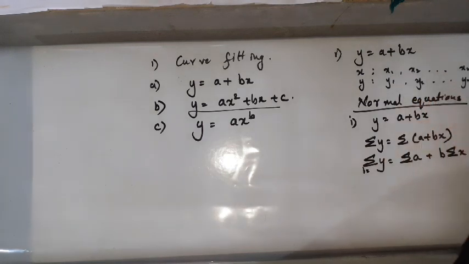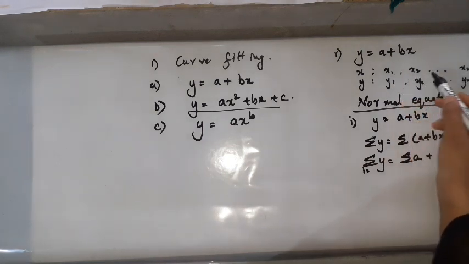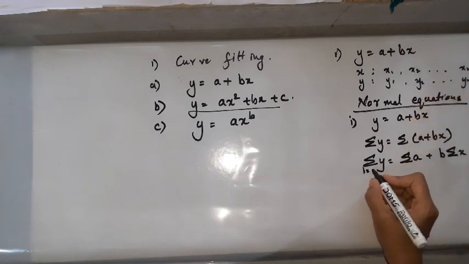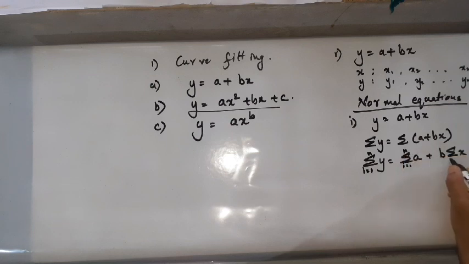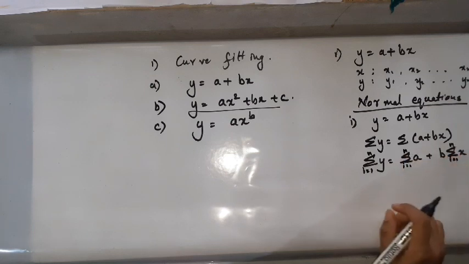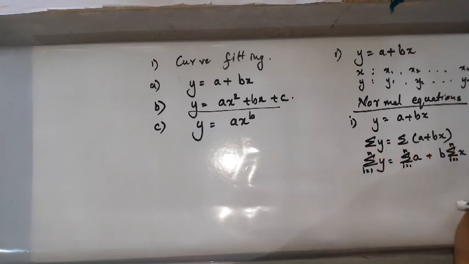Here the set of points is given to be n. i is going from 1 to n. The summation can go from i going from 1 to n, i going from 1 to n, i going from 1 to n, like this. So here also you can take those values for i going from 1 to n, because these are the set of n points given to you, and for that you are writing the normal equations.